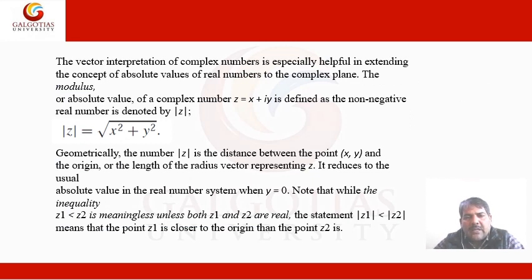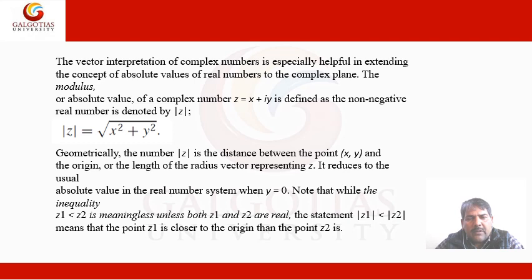The vector interpretation of complex numbers is especially helpful in extending the concept of absolute values of real numbers to the complex plane. The modulus or absolute value of a complex number z equal to x plus iy is defined as the non-negative real number denoted by mod of z. And this mod of z is equal to the root of x squared plus y squared. Here x and y are the real and imaginary parts of the complex number.